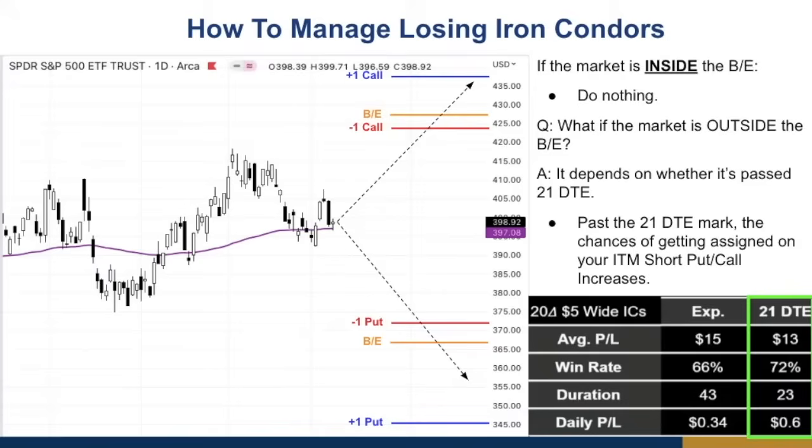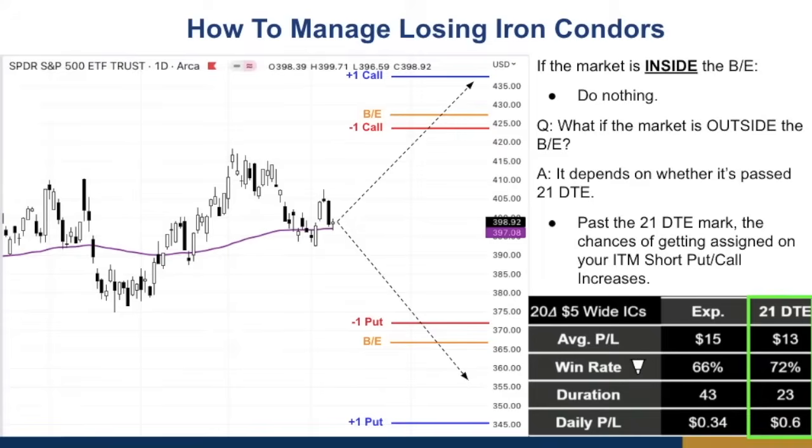Now, the other reason why we want to manage at 21 days to expiration is because there have been studies already done, right, in-depth studies and research, that when you manage your trades, especially in this case for the Iron Condor, at 21 days to expiration, you will find that your results are actually better. Right, so if you can see, this is a study done by the Tasty Trade team. They have done really in-depth research into this.